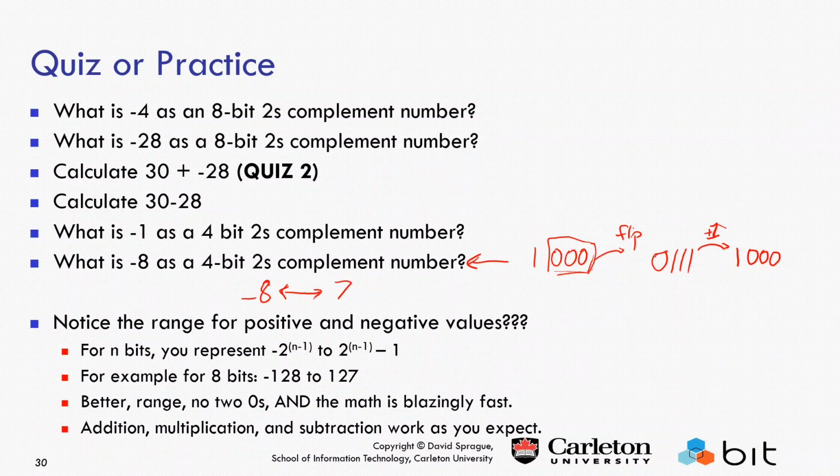Okay, let's try 28. So how do I do 28 as an 8-bit 2's complement number? Well, first of all, I need positive 28, and then I'll flip the bits and add 1. So what's positive 28? Let's do the most significant bit version of it. There's going to be a 16, and then I'll figure out the rest. So 28 minus 16 is equal to 12, right? Please say I'm right on this one. 12 minus 8 is equal to 4. 4 minus 4 is equal to 0.